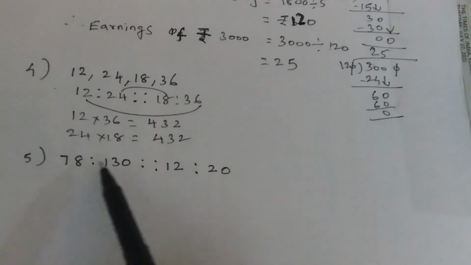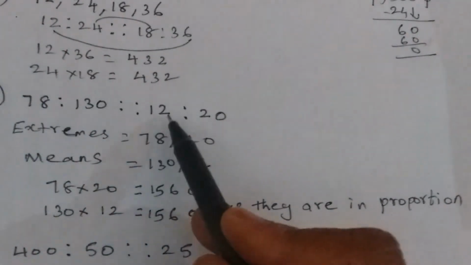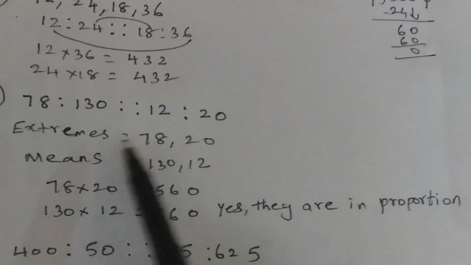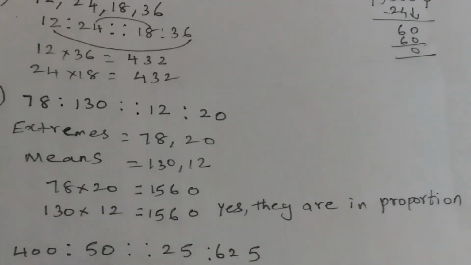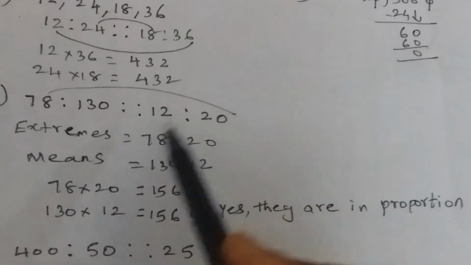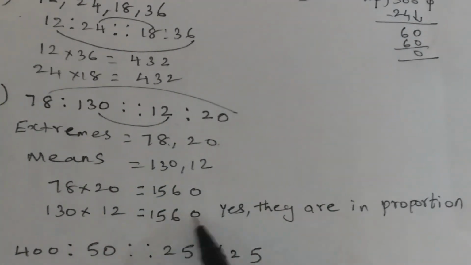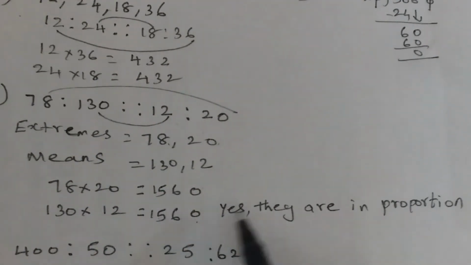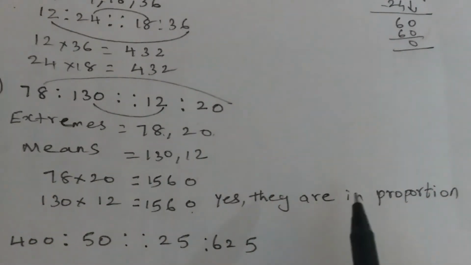Which are the extremes here? The extremes are the first term and the last term, 78 and 20, and the means are 130 and 12. Now we have to check whether they form a proportion. Multiply the extremes and multiply the means. When you multiply 78 into 20, we get 1560. 130 into 12 is also 1560. The products are the same. The product of the extremes is equal to the product of the means. Therefore, the given ratios form a proportion.